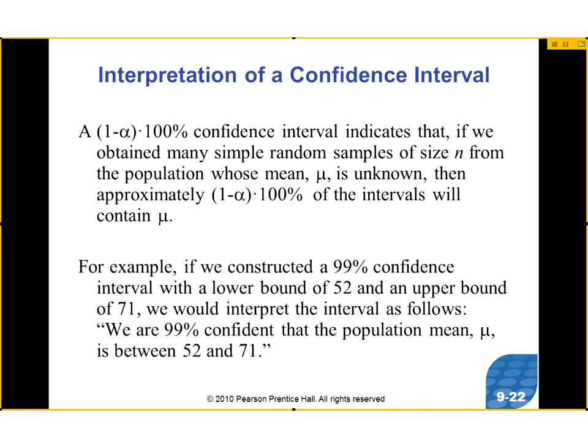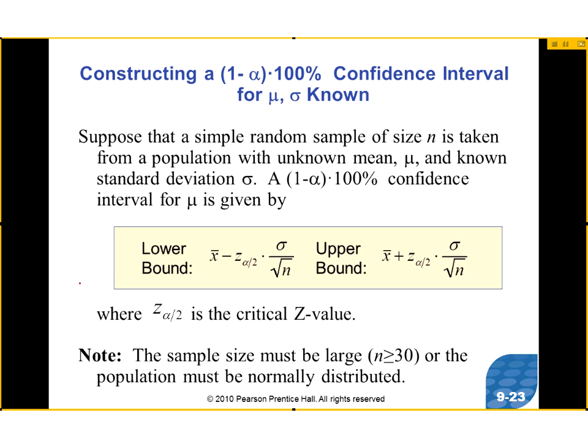So take a 99% confidence interval with a lower bound of 52 and an upper bound of 71, where the upper and lower bounds are just taking the mean and adding and subtracting the margin of error. We can say this phrase, and this is really the key to confidence intervals: we are 99% confident that the population mean is between 52 and 71. All right, so generically, this is how we write out a confidence interval.